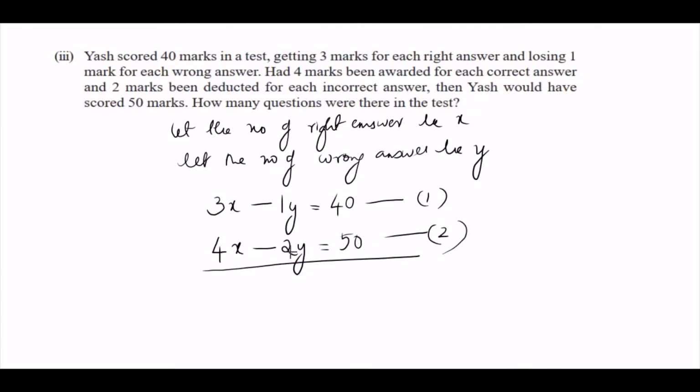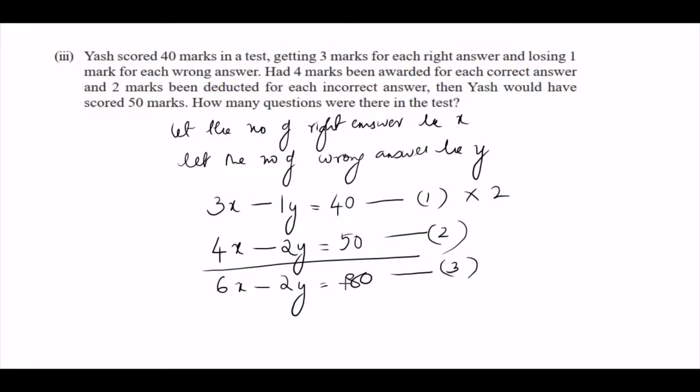Now you have to use any one method and find out the solution. So let's use the elimination method. So multiply this equation by 2. So you will get 6x minus 2y is equal to 80. Let this be the third equation.